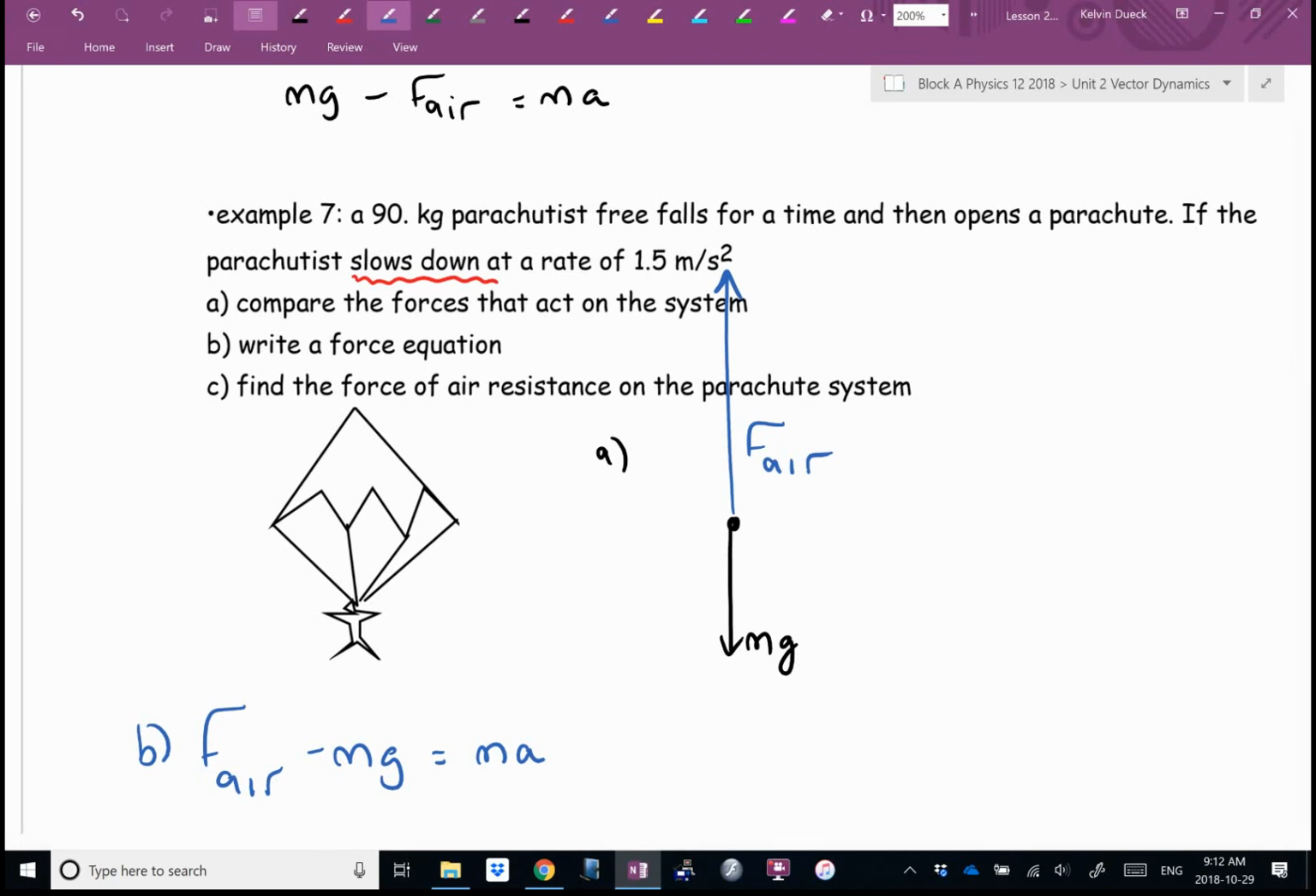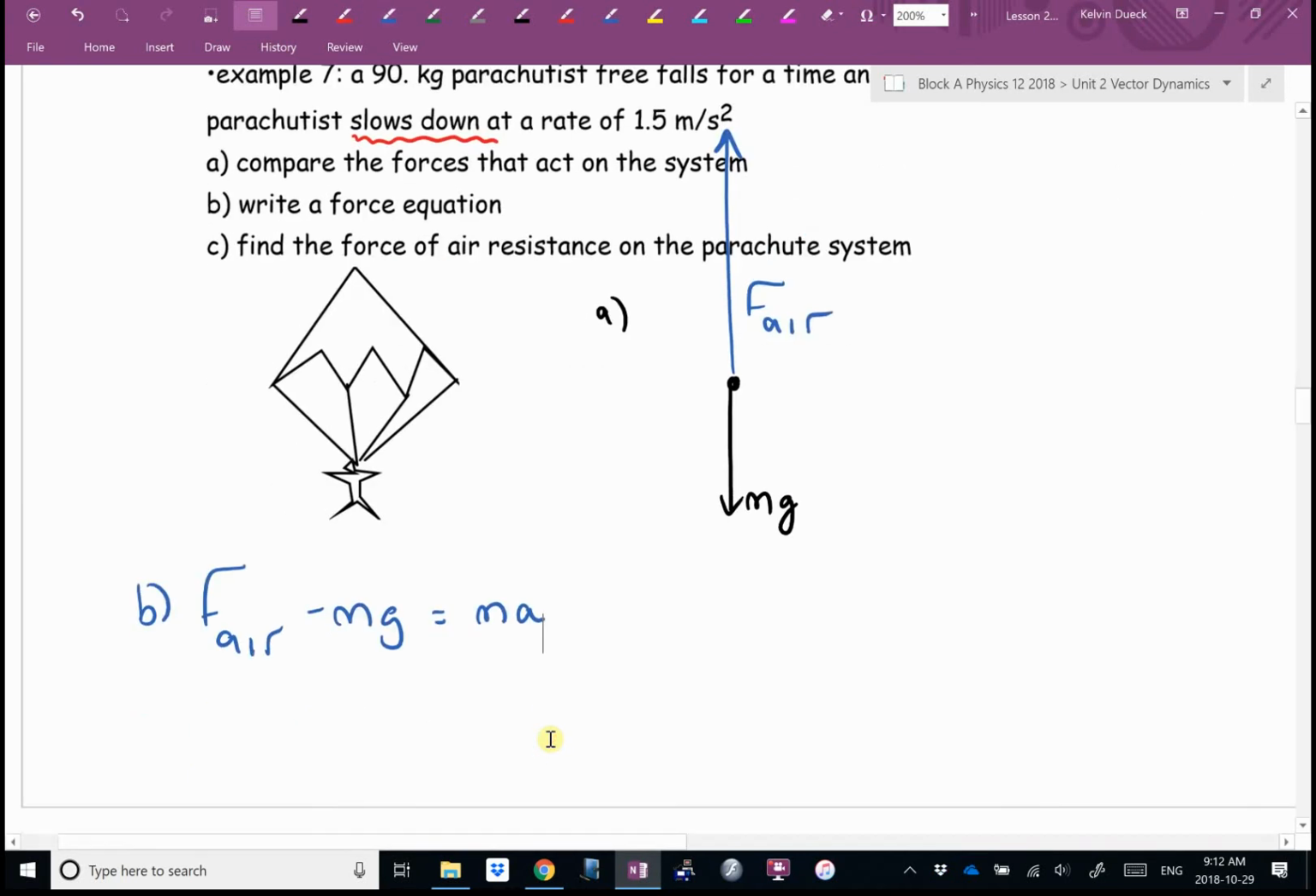Good. Victor, what does C want me to find? How would I get the F air by itself? I would add mg. Yeah, leave F air there, add the mg over. By the way, if I minus F air, then I'd have a minus F air on the other side. I'd have to deal with the negative. It's doable, but the simplest, yeah, let's get it by itself here. So you're telling me, and you're right, air resistance is equal to MA plus mg.